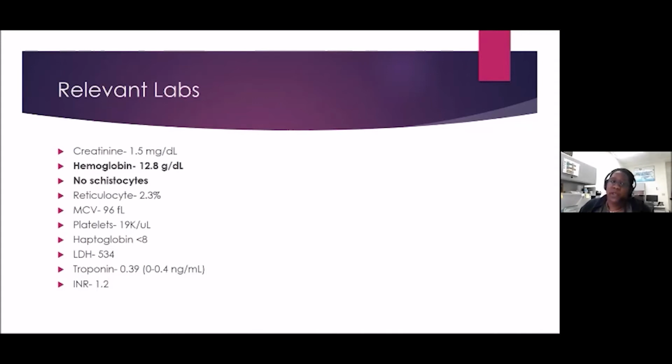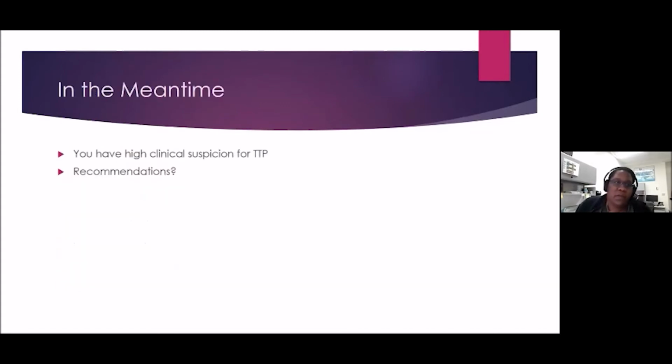Her LDH is 534. Her troponin is borderline, so that makes me think maybe some ischemia here. And her INR is okay. I'm not really scared for her bleeding from a deficiency in clotting factors. What I'm really worried about is the platelet count. So in the meantime, you think this could be TTP. The patient's very sick. What recommendations do you make?